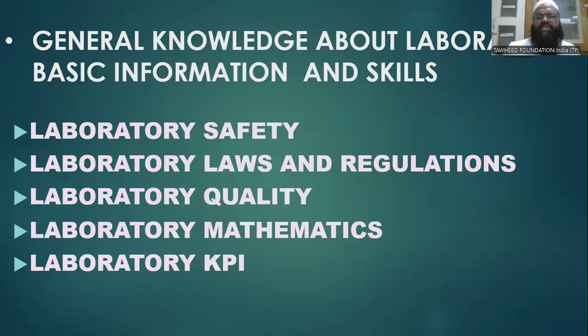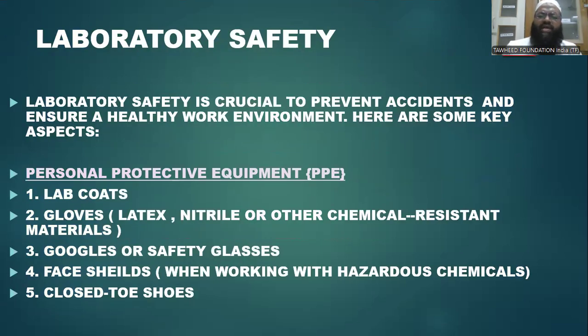So coming to the next thing, general knowledge about laboratory basic information and skills. What are those basic information we need to have? One is laboratory safety, laboratory laws and regulations, laboratory quality, laboratory mathematics, and laboratory KPIs. Under these, laboratory safety is a crucial thing, to prevent accidents. We should avoid accidents in a laboratory and ensure a healthy work environment.